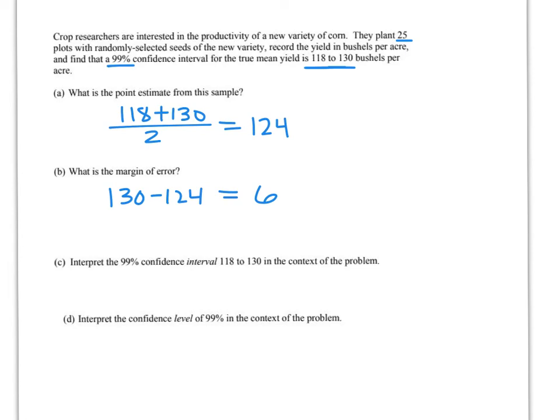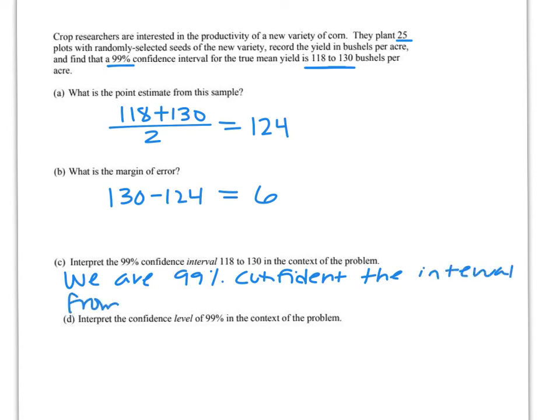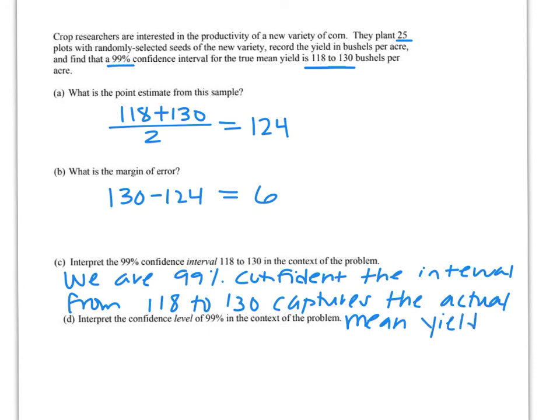Okay? It says interpret the 99% confidence interval. Remember that interpreting is when we say we are 99% confident the interval from 118 to 130 captures the actual mean yield in bushels per acre.